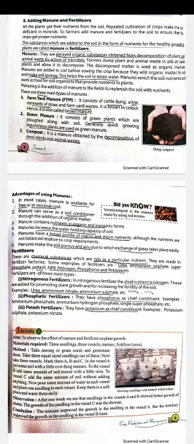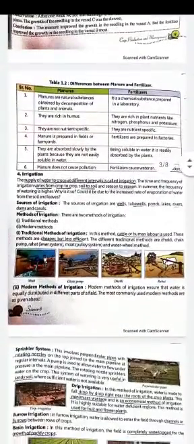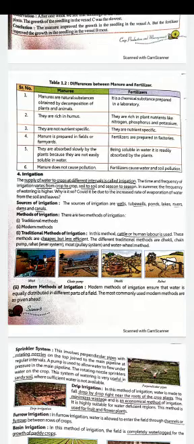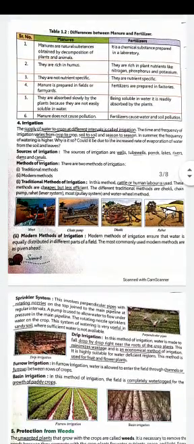are rich in particular nutrient, like they can be rich in nitrogen. So they are known as nitrogenous fertilizers. If they are rich in phosphorus, they are known as phosphatic fertilizers. If they are rich in potassium, they are known as potash fertilizers, right? Then the fourth point comes, then you can see the differences between manure and fertilizers, you can write in your own words. Then fourth point comes irrigation.